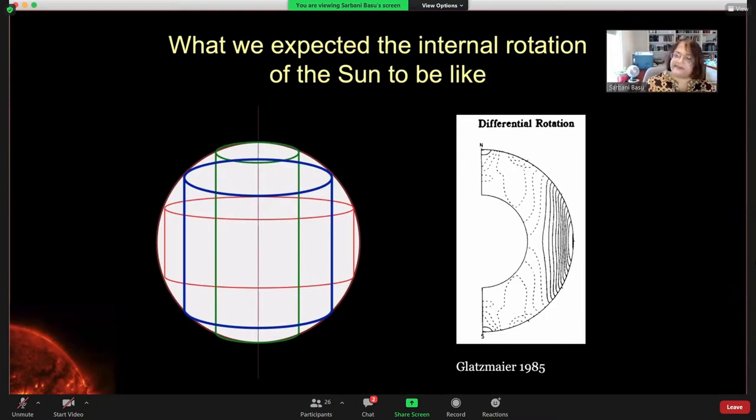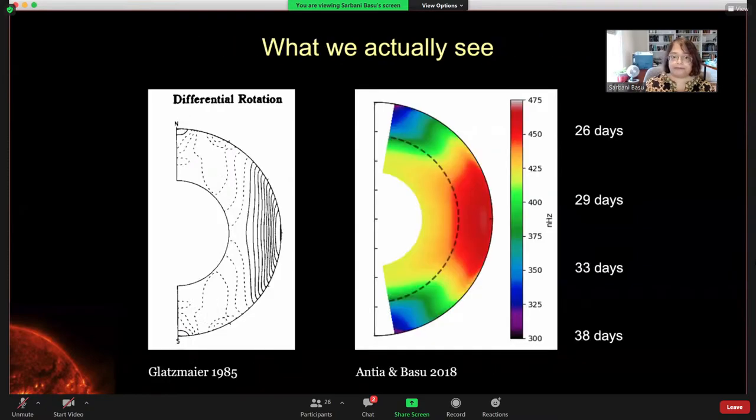Turns out, helioseismology tells us that solar interior rotation does not look anything like this at all. This is what it looks like instead. You can see the contours, given by the colors. They are not parallel to the rotation axis. They're almost radial in the outer convection zone of the sun. So you see this black dashed line here.